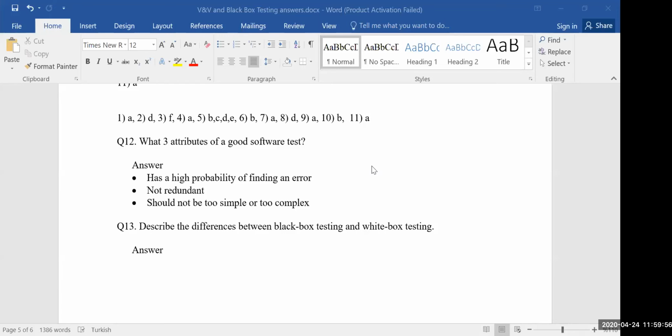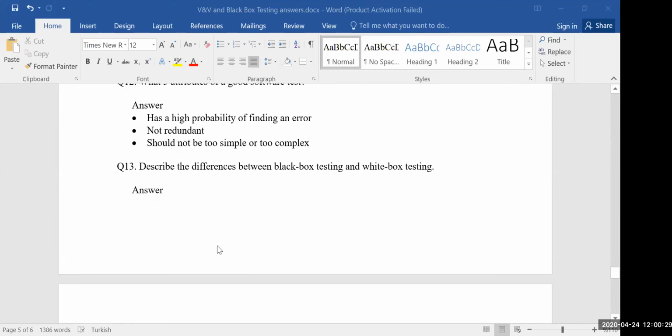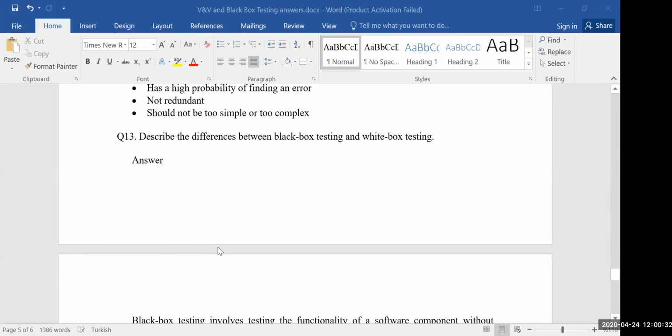Software tests should not be redundant. Different test cases need to have different aims and different activities. They don't need to be redundant. And a test should not be too simple or too complex. These are three possible answers. Of course, we can extend this list. Let's continue with question number 13.